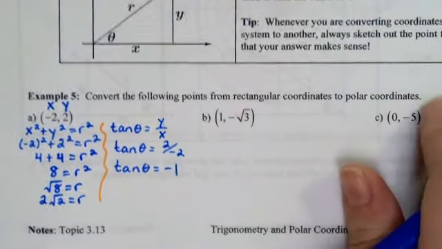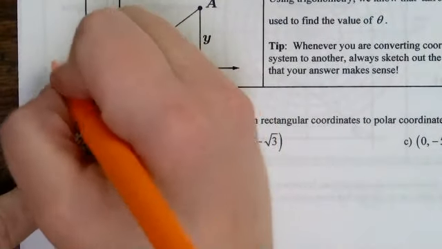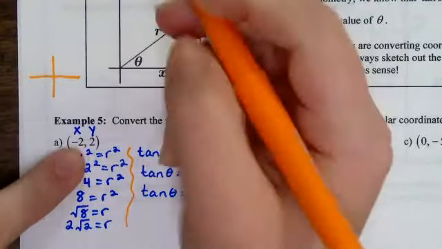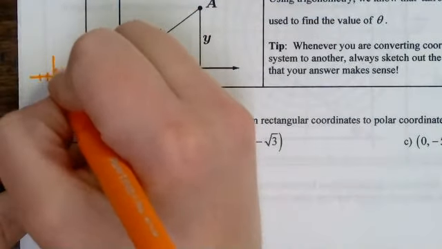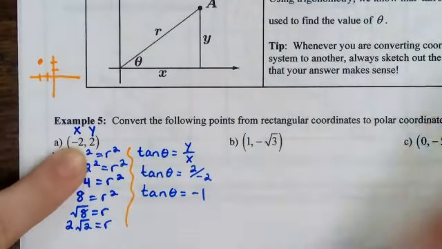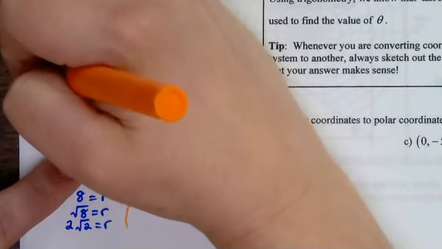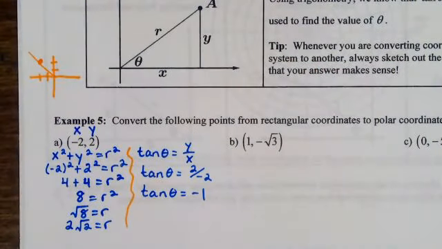So I need you to kind of visualize what we're dealing with here. This is the point negative 2, positive 2. So on the coordinate system for your x and y's, that's going to exist up in here, right? So I want you to think about what angle measure that would have to be, because technically there's 2 places where tangent is negative 1.